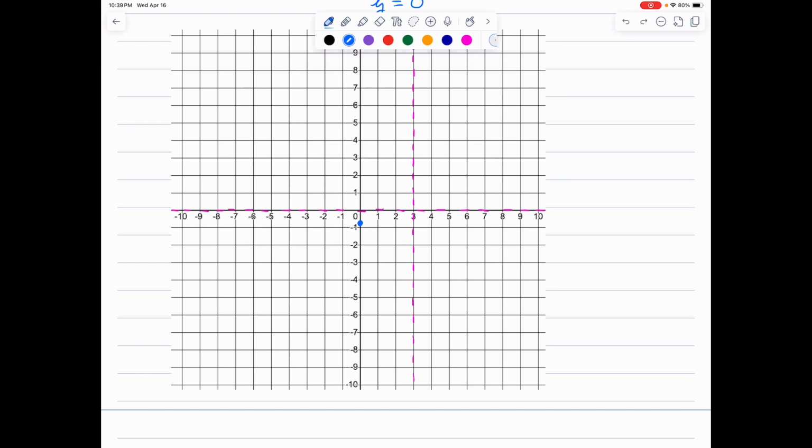So we know that our graph's going to look, oops, I'm so sorry about that. And let me lock my screen here.